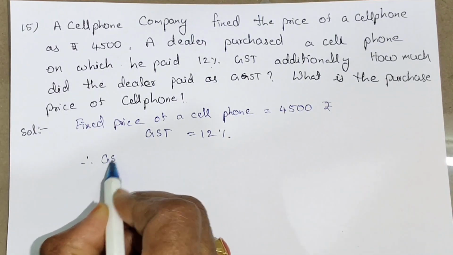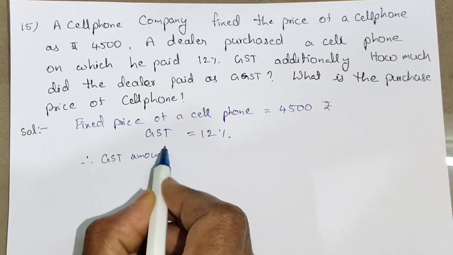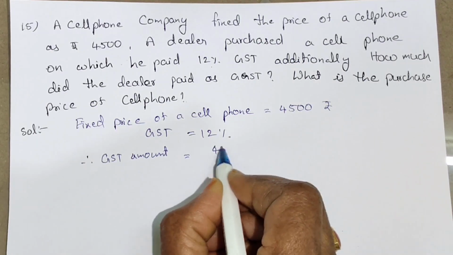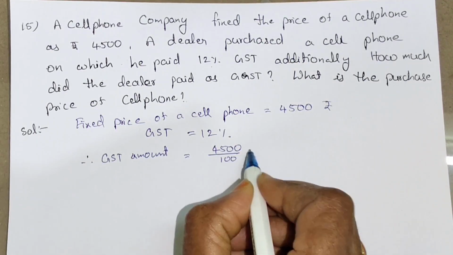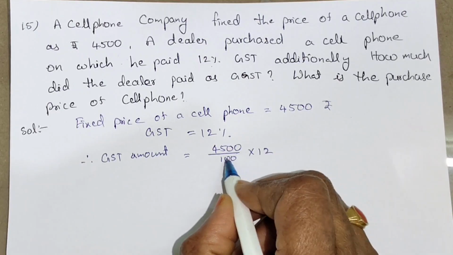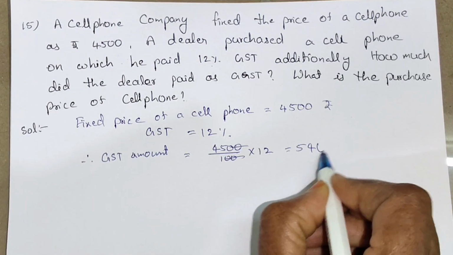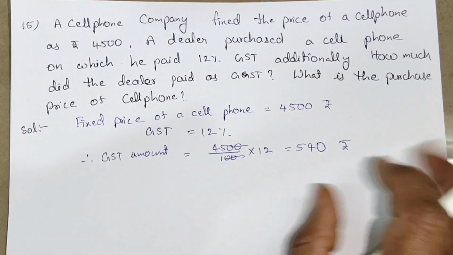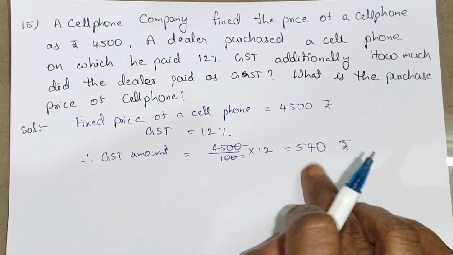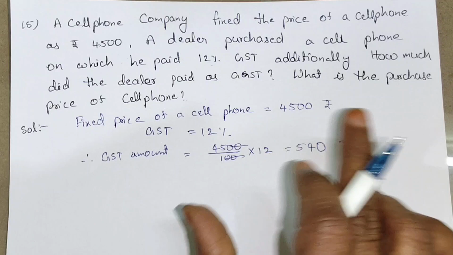So the GST amount is equal to 4,500 by 100 into 12. Here these two zeros get cancelled. 45 into 12 equals 540 rupees. So 540 rupees is the 12% GST amount.